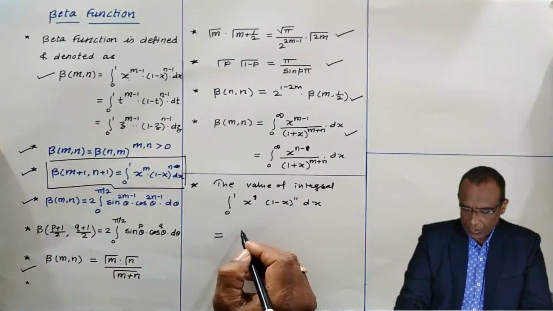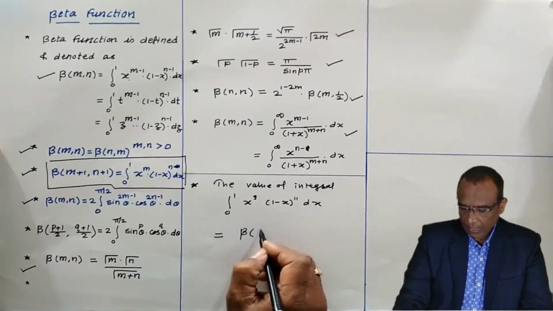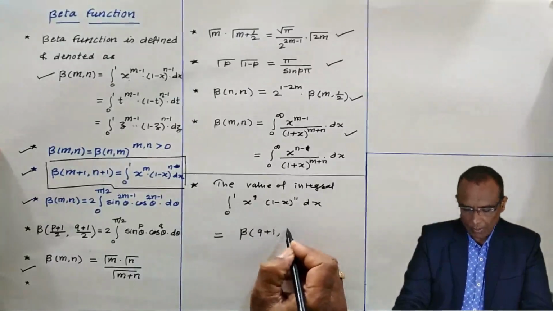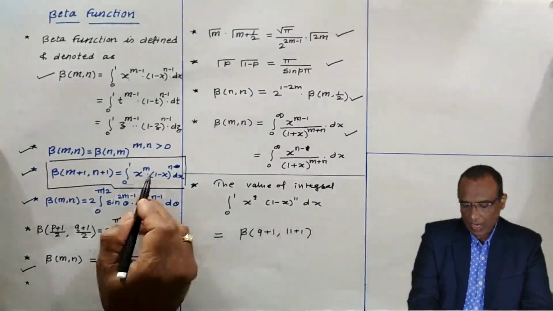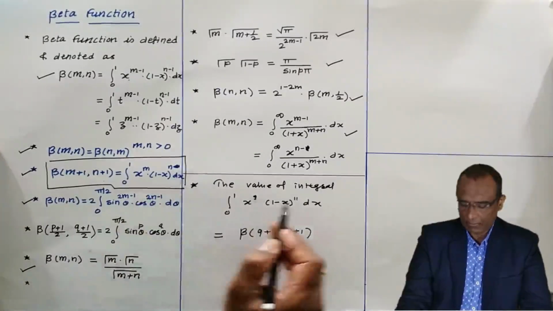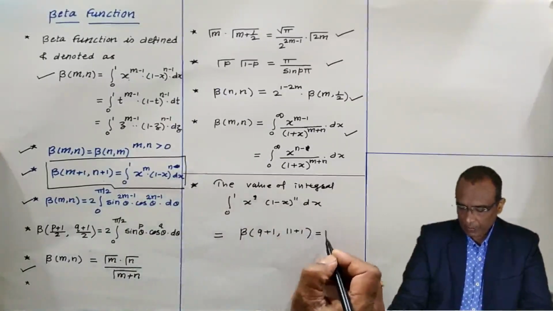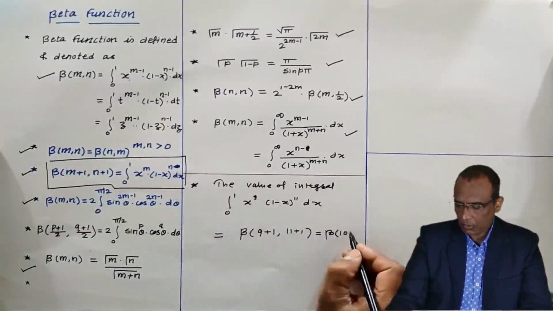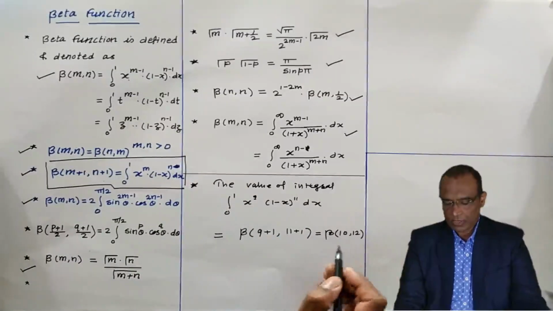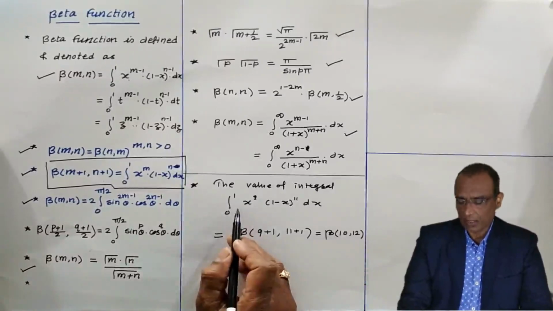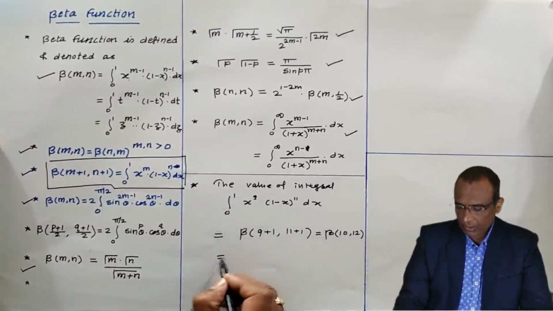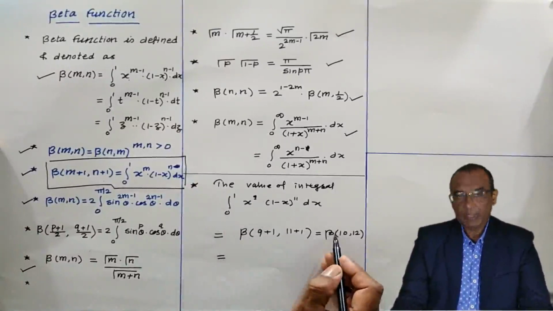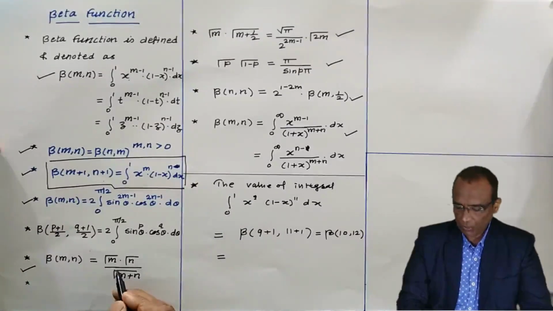Therefore, this can be written as beta (9 plus 1, 11 plus 1). See, m is 9 and n is 11. And this equals beta (10, 12). So this is the value of this integral. If you want to solve it further, then convert the beta function into the gamma function using this formula.